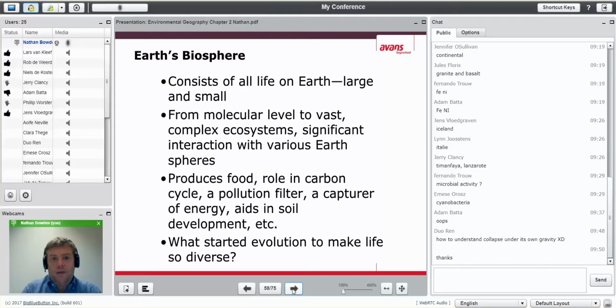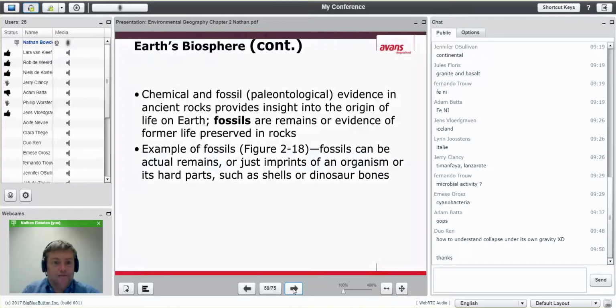Lastly, we have the biosphere. It consists of all life on the planet, both large and small, from a molecular level to very large, vast, complex ecosystems. It produces food, and has a very large role in the carbon cycle. It's a pollution filter. It captures energy and aids in soil development. And so what started evolution to make life so diverse?